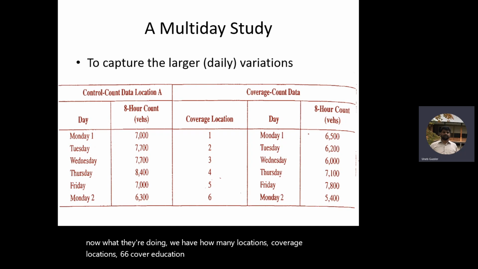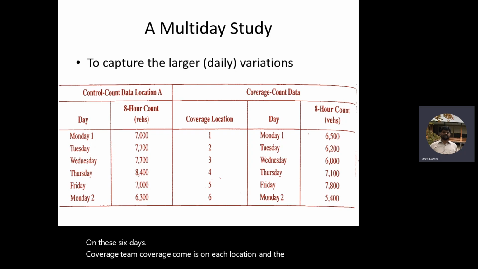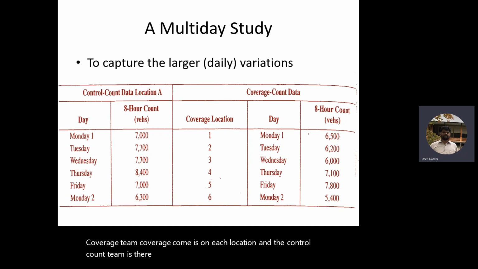We will spend 1 day on each location. We take a sample of 1 day on each location. So to cover 6 locations, I need how many days? 6 days, right? And on these 6 days, the coverage count is on each location, and the control count team is there. So for control count, we have 6 days of data. You can see there, 6 days of data.